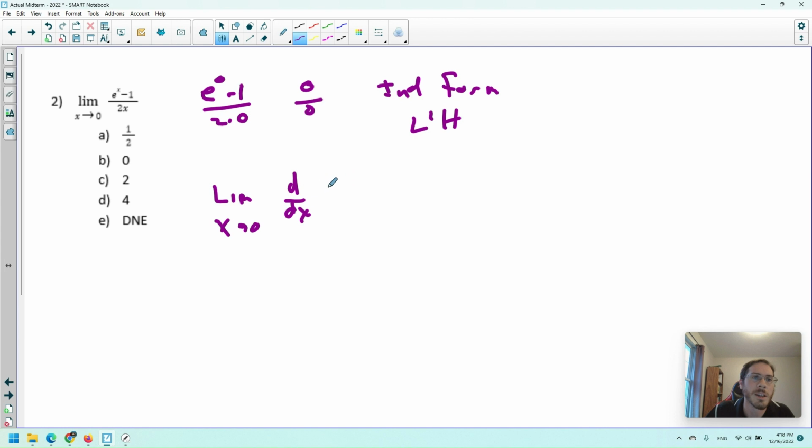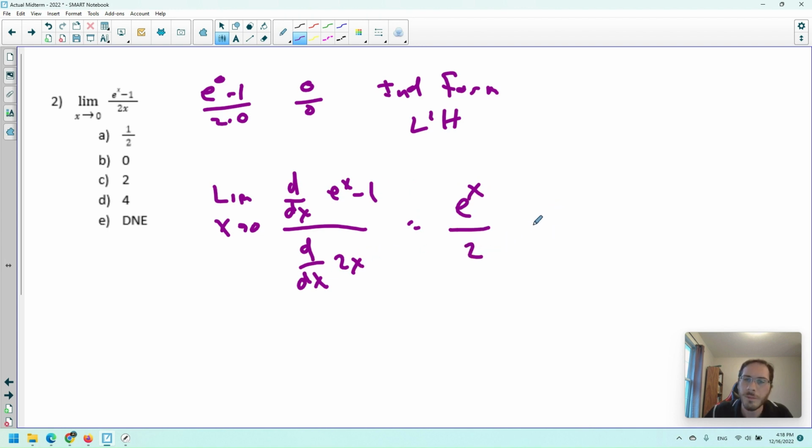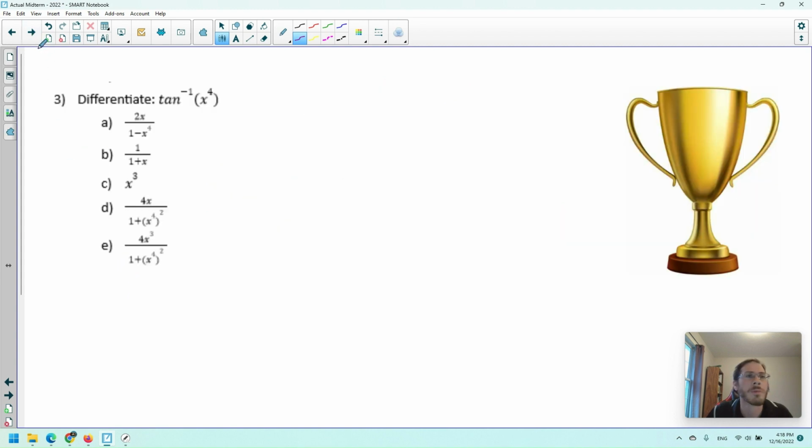So that would be d dx of e to the x minus 1 over the derivative of the bottom. The derivative of e to the x is e to the x, derivative of 1 is 0, derivative of 2x is 2. And now if we plug 0 in, e to the 0 over 2, e to the 0, because anything to the 0 power except 0 is 1. So we get 1/2, and so that's going to be our value. We're going to get A for number 2.